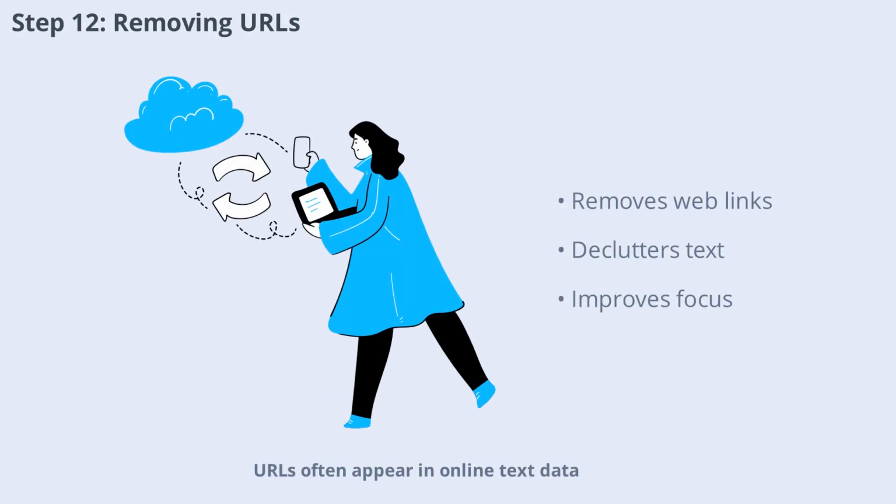URLs often appear in online text data, but they rarely add value to most analyses. Removing URLs helps declutter the text and ensures that our analysis isn't distracted by irrelevant links. This step is particularly useful for social media or web-based projects where URLs are common.